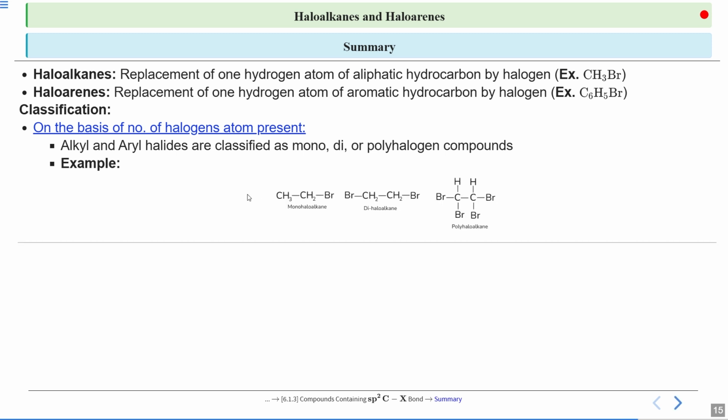Example we have seen: this is representing the monohaloalkane where bromine is attached to CH2 and CH3, right? CH2 is attached to CH3. So in the structure, only one bromine is present, one halogen is present, so it is a monohaloalkane. In this second structure, we have a dihaloalkane where two bromines are present, and in this third structure, four bromines are present, that is more than two. So we are calling it a polyhaloalkane.